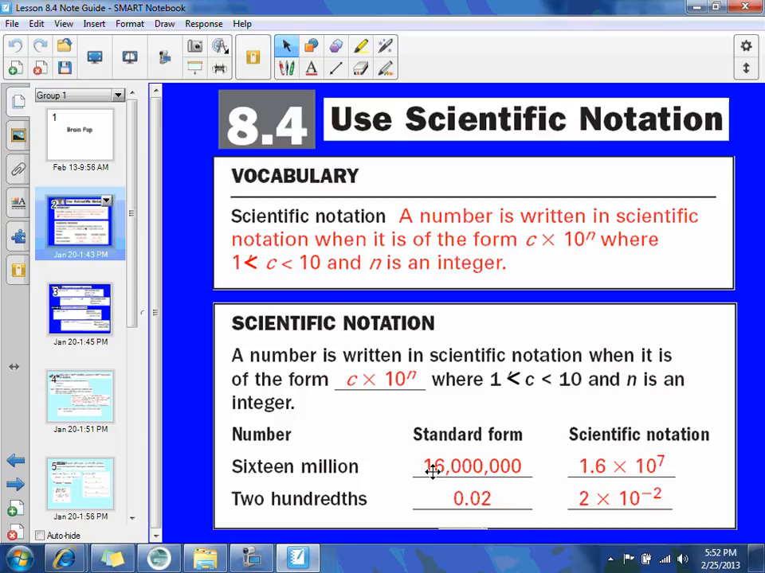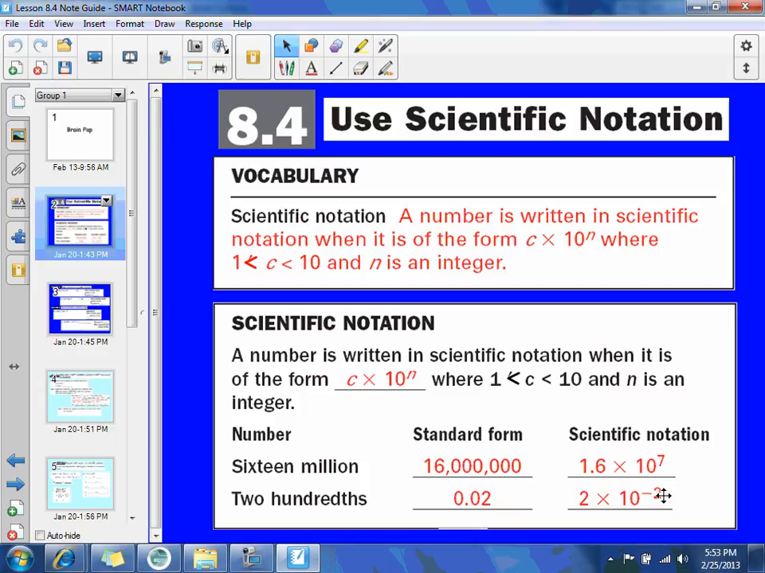And if you put the decimal here between the 1 and the 6, you'd have to swing it once, twice, 2, 3, 4, 5. No, I lost count. 1, 2, 3, 4, 5, 6, 7. It takes 7 swings to get from 1.6 to 16 million.